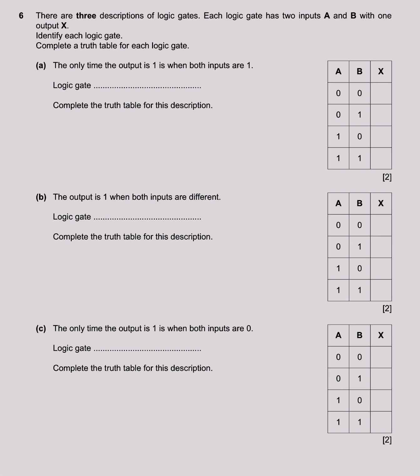Okay, so starting off, we're looking at logic gates, and they've got descriptions of the logic gates, and you need to identify the logic gates and then complete the truth table for each of those logic gates. So the first one, the only time the output is 1 is when both inputs are 1. Well, that's clearly an AND gate, okay?